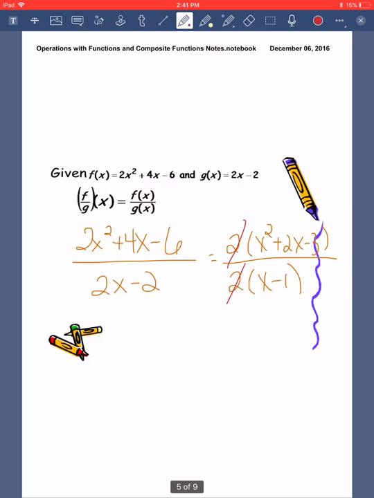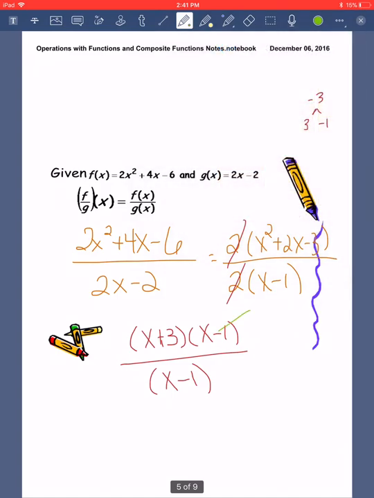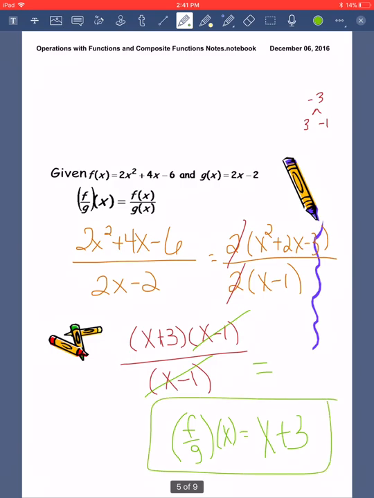Well, the numerator will factor because I need factors of negative 3 that add up to 2. So it would be positive 3 and negative 1. So my numerator factors to be x plus 3 times x minus 1. The denominator is x minus 1. And I've got a factor that's in common in the top and the bottom. So I can eliminate the x minus 1s, and I get x plus 3. So f over g of x equals x plus 3. So if you can factor and simplify, then do that. But if you can't, then you'll just leave it the way it is.